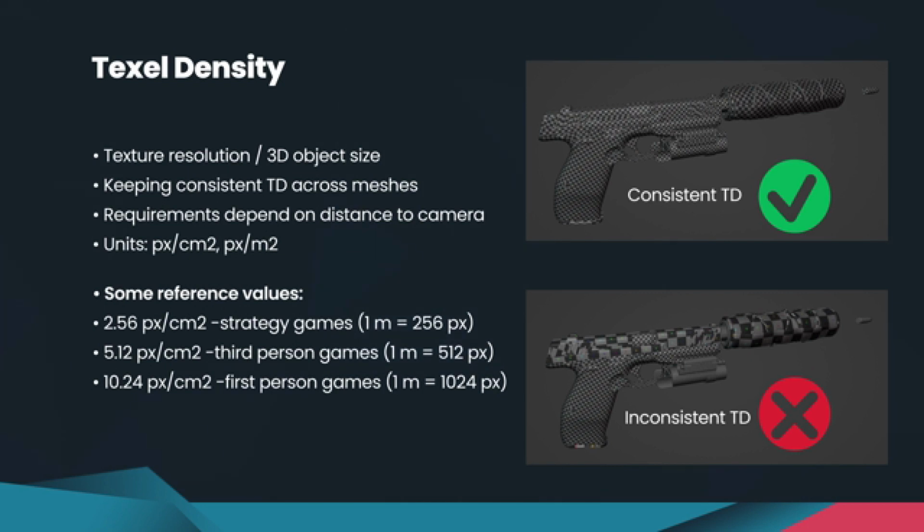An object that will be inspected from up close, like say a weapon, will need a much higher texel density than a faraway object, for example, a vista background asset like a mountain range or a skyscraper, which can get away with a much smaller texture size. The required values also change depending on the game type. Some common reference texel density values are 5.12 pixels per square centimeter for third-person games, and 10.24 pixels per square centimeter for first-person games, which need a bit more density since their camera is closer to the 3D assets.